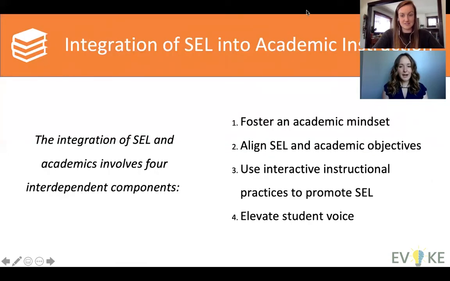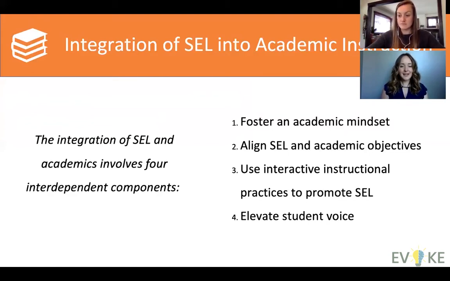Okay, and then once we have a supportive classroom environment established, then you can really start to focus on how you want to integrate SEL into your academic instruction. So, first we have foster an academic mindset. This is pretty simple. It's just helping the students to see themselves as learners, that learning is exciting, and that they are contributors to their own learning, and that they have some power with that.